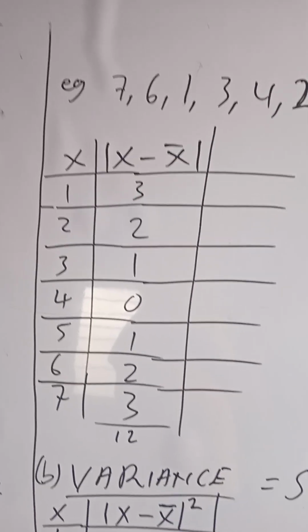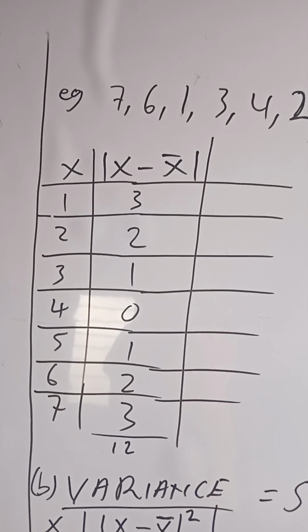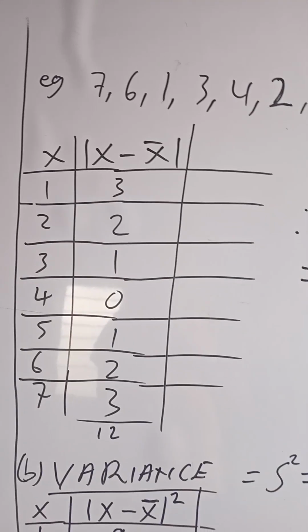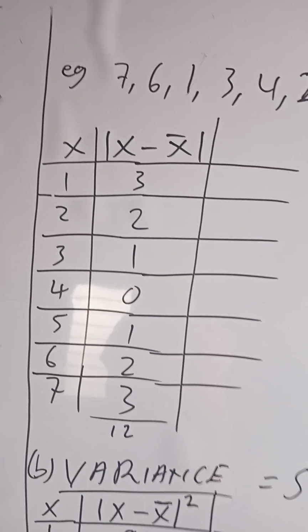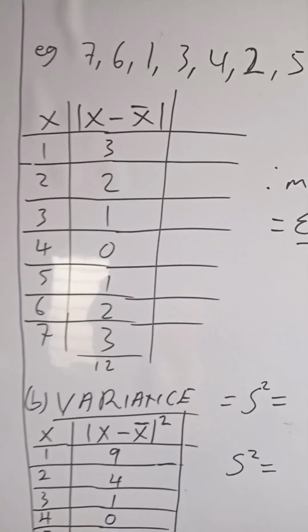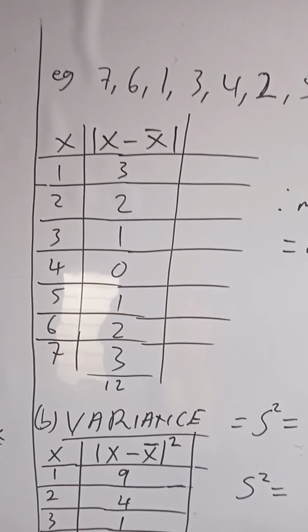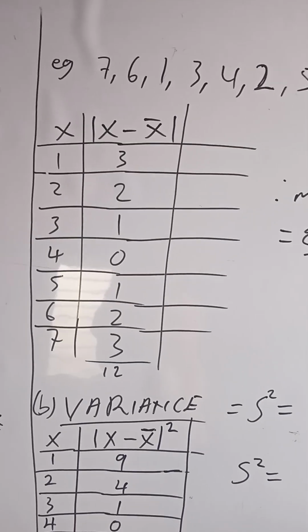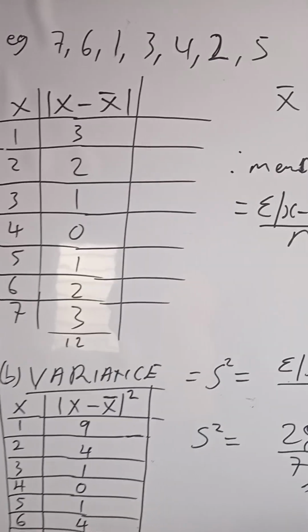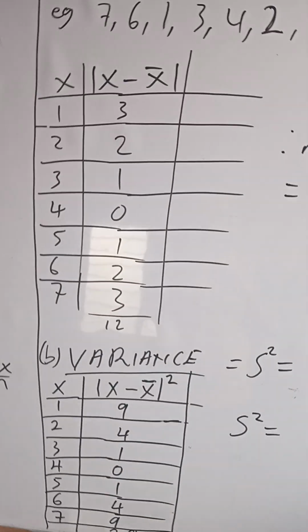The first one is 1 minus 4. You see the absolute value sign, meaning that we cannot have a negative number, so we just write the positive values. Finally, when you add all of them, you get 12.